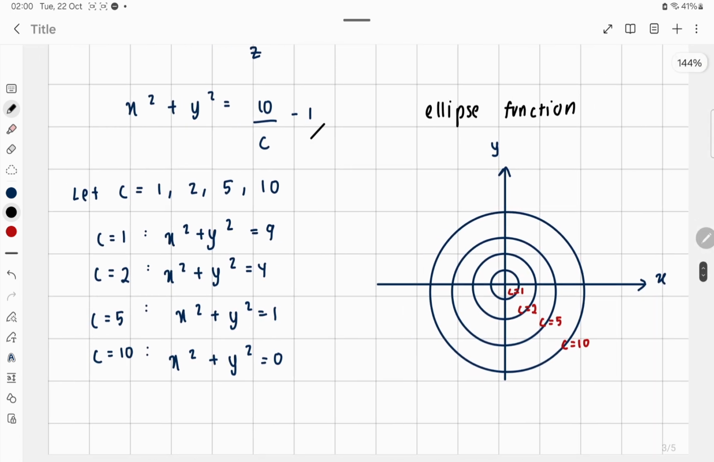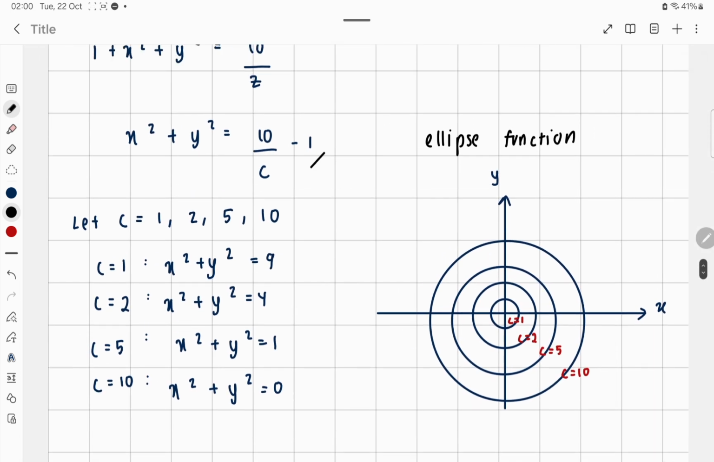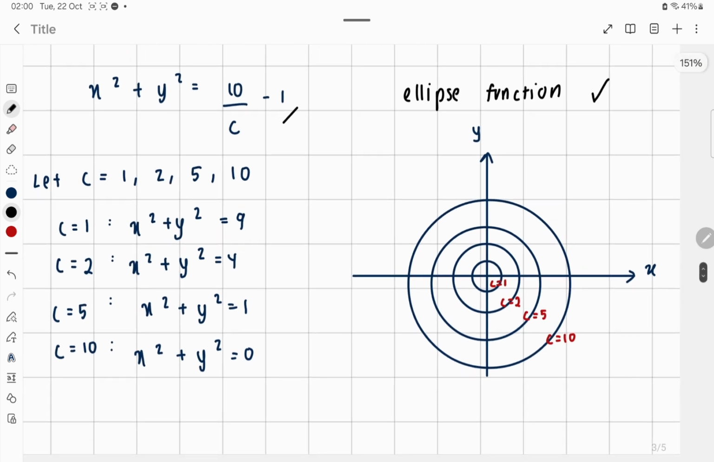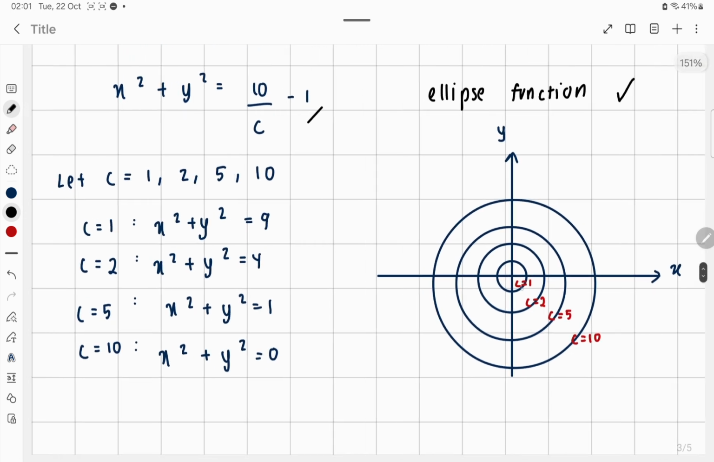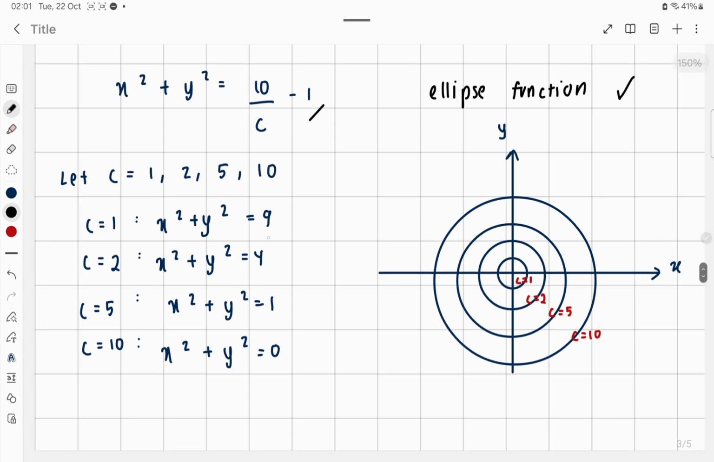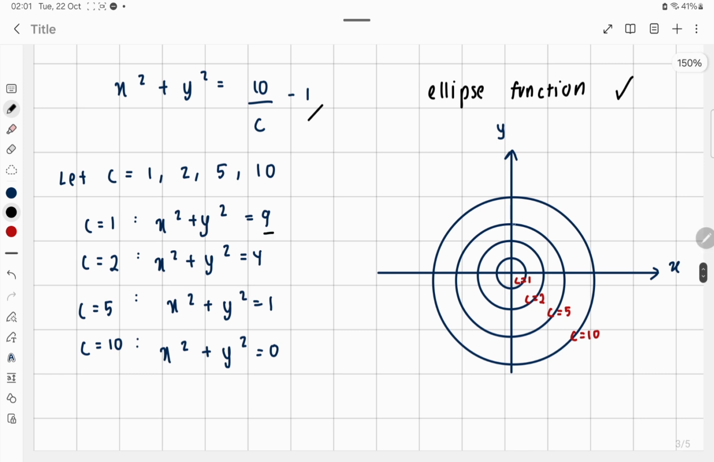Then when we plot the level curves, we are supposed to have a circle graph with 4 different levels, which are c1, c2, c5 and c10. This number represents their respective radius.